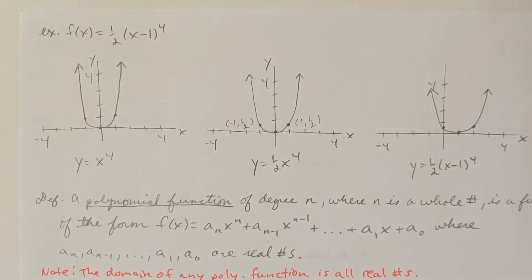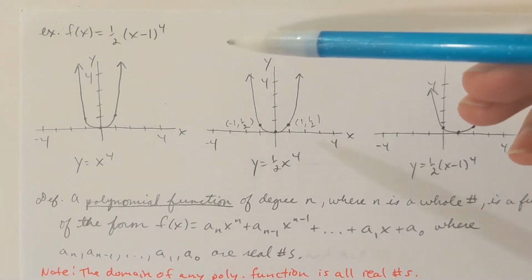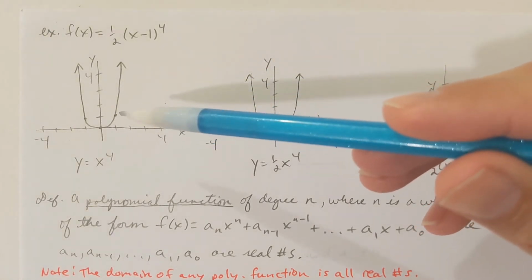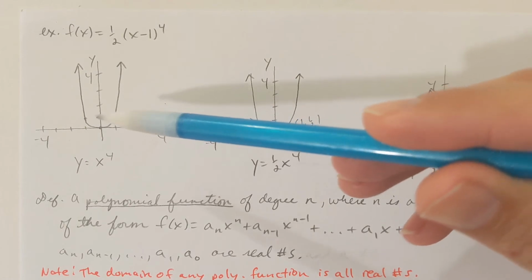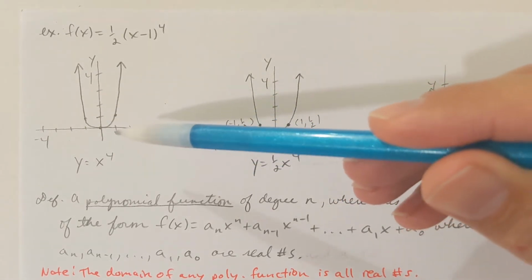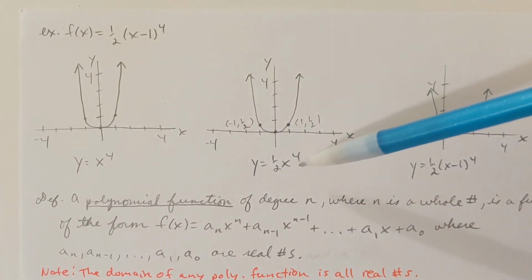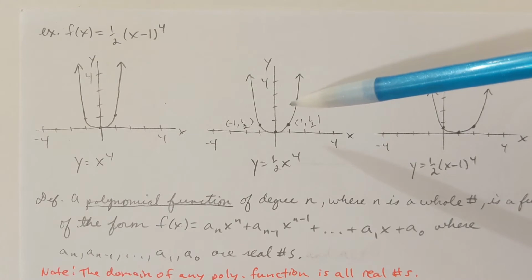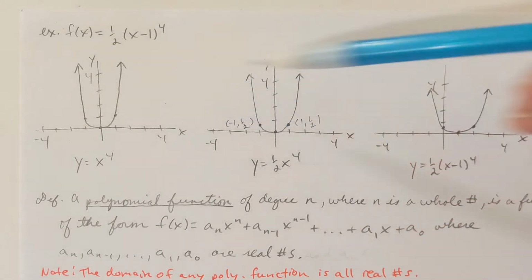Another example, f of x equals 1/2 times (x minus 1) to the fourth. Well, x to the fourth, I've already graphed before. Here's the graph of y equals x to the fourth. Y equals 1/2 times x to the fourth. The 1/2 means I'd have a vertical shrink of the original graph.